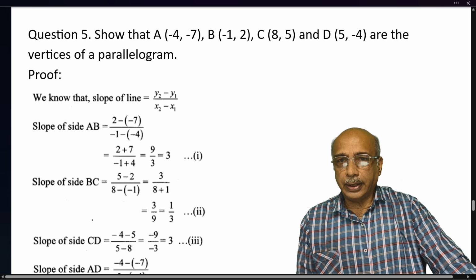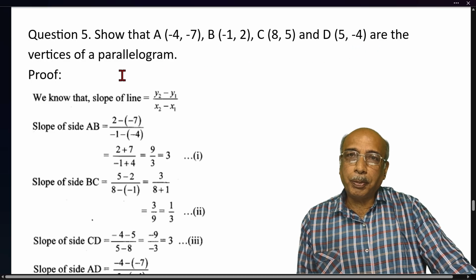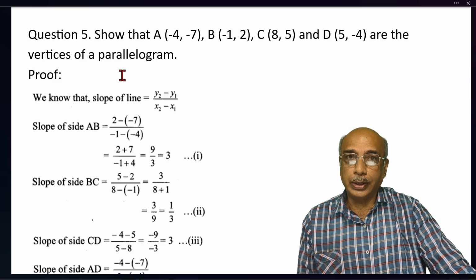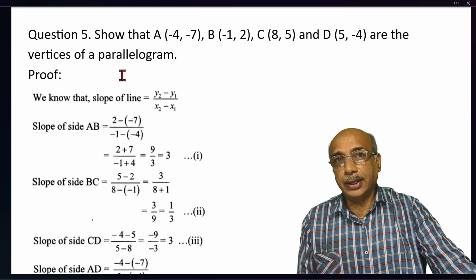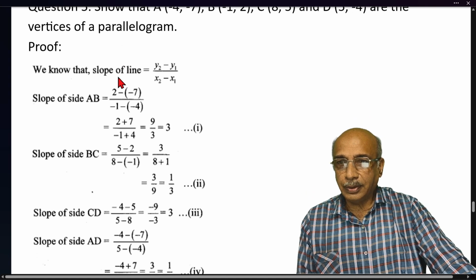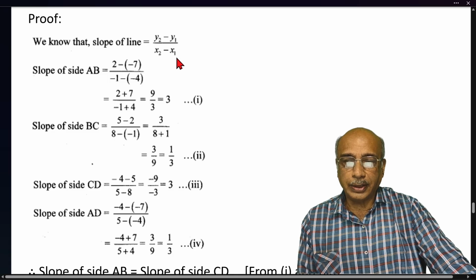Now, four points A, B, C, D are given with their coordinates. Show that they are the vertices of a parallelogram. You know the properties of a parallelogram? Opposite sides are parallel and congruent. Opposite sides being parallel means their slopes will be equal. So if a pair of opposite sides have equal slopes, then we say it forms a parallelogram. We know the slope of a line is y2 minus y1 upon x2 minus x1.